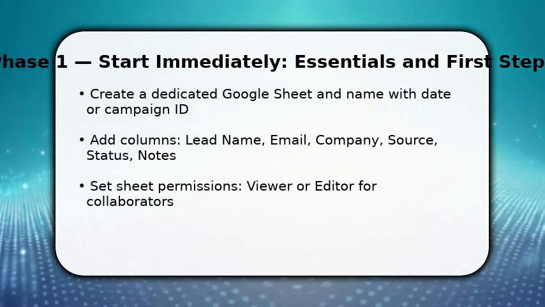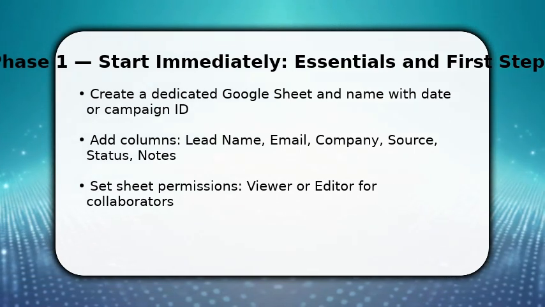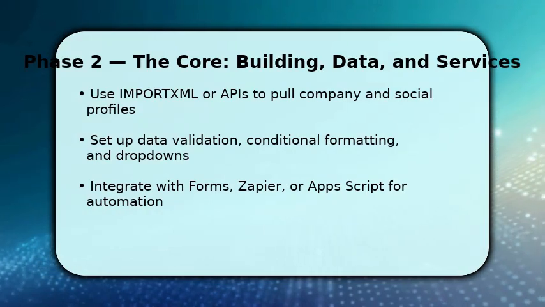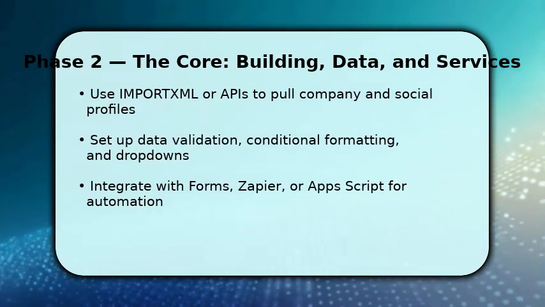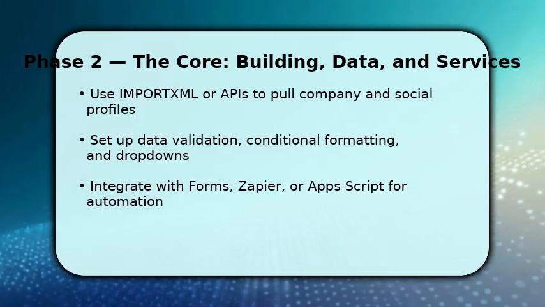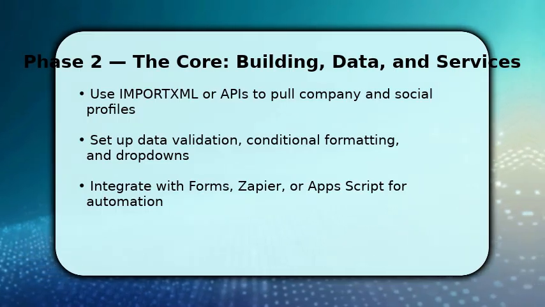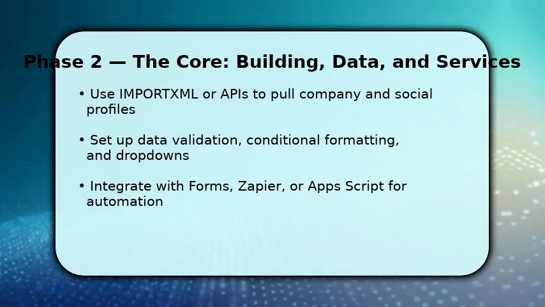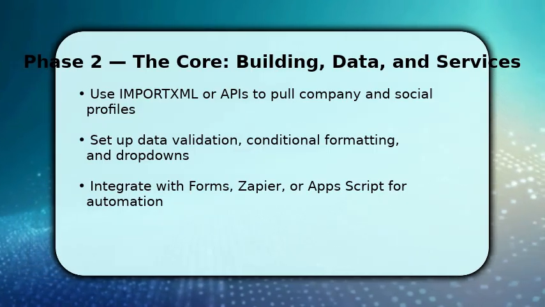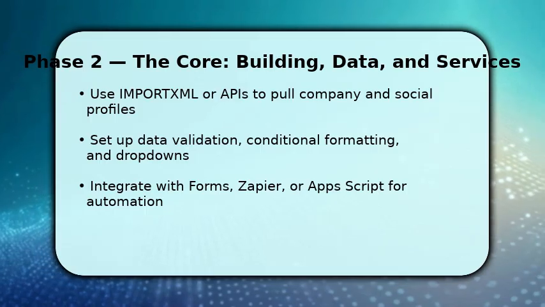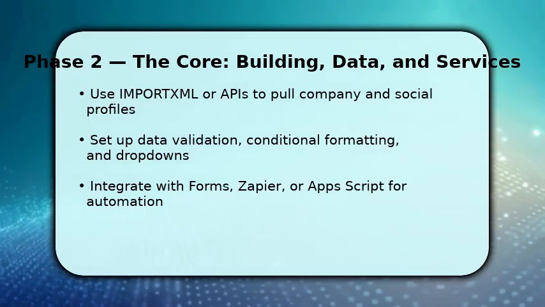Once your sheet structure is ready, enrich and automate. Use ImportXML, built-in connectors, or an API via Apps Script to pull company, role, and social links into columns. This saves manual lookup. Make data validation rules and drop-downs for status, source, and priority so entries stay consistent.